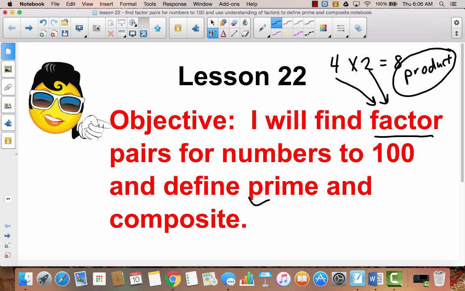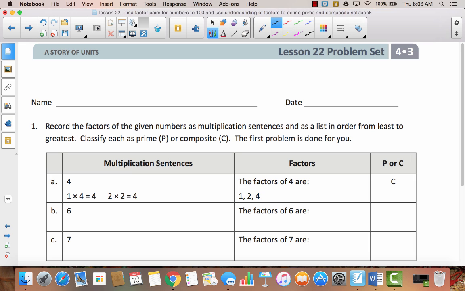And then we're going to talk some more about prime and composite. You learned a little bit about this in your Zern lesson, but we're going to talk more about that today in your problem set. So go ahead and write your name at the top of your problem set, and then let's take a look at our directions. Record the factors of the given numbers as multiplication sentences and as a list in order from least to greatest. Classify each as prime or composite. The first problem is done for you.